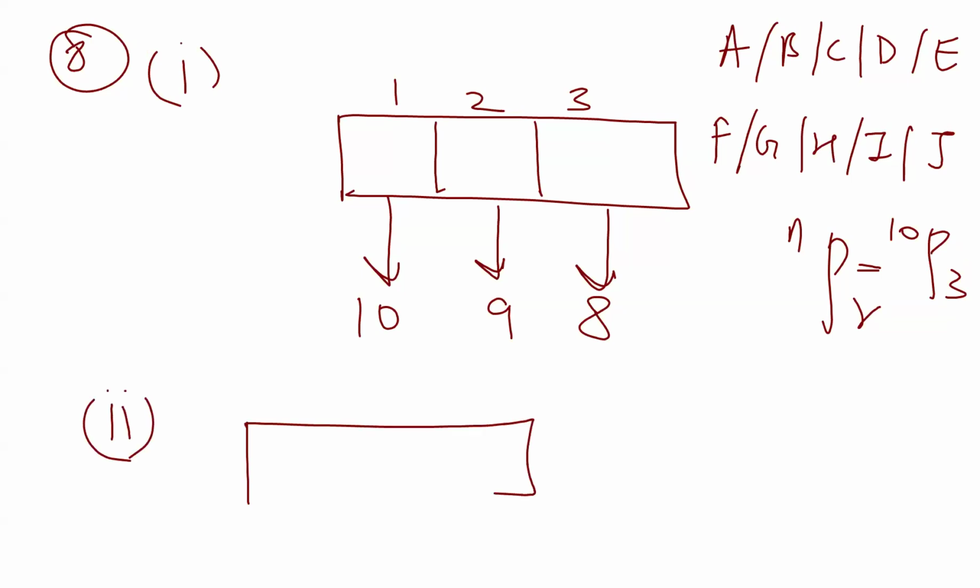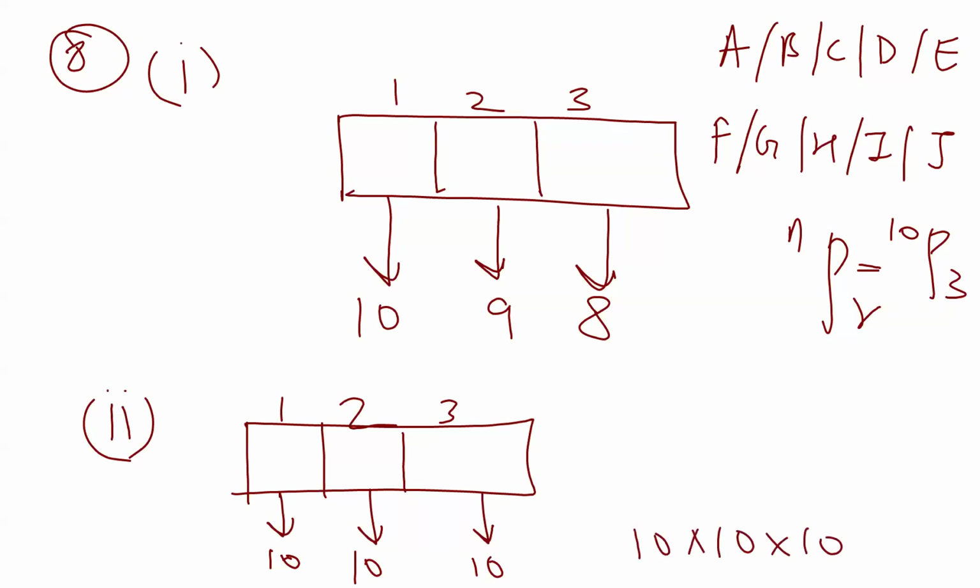Second part, repetition is allowed. You cannot use the nPr formula over here. Don't do that. So here 10 choices can be made in the first place, 10 in the second because here we can repeat the letter, and 10 over here. So the second answer will be 10 into 10 into 10. The first is 10 into 9 into 8 or 10P3. And this is 10 into 10 into 10.